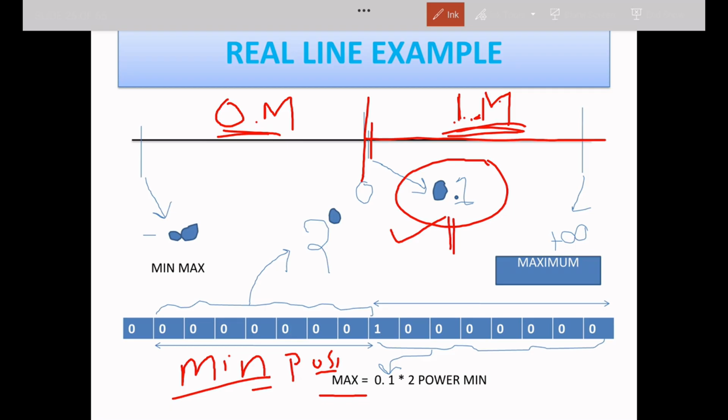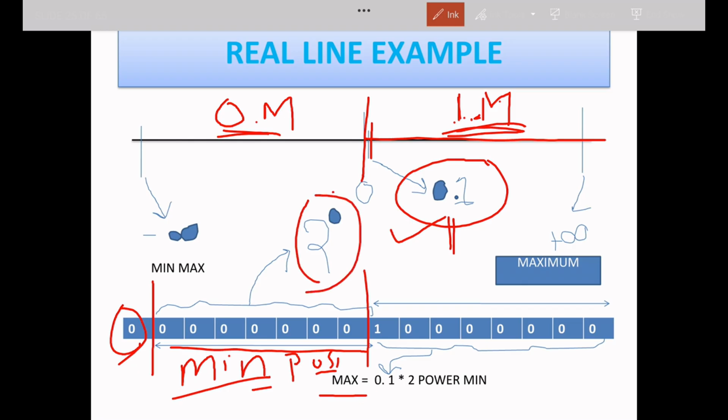So what is the meaning of this? I want a positive number, so I will write 0. I want a minimum, so I will write all 0 in the exponent, because I want a very small number. In the mantissa I am writing 1.0000, because after 0.1, you can write all 0s. I want a very small minimum. This is the minimum positive number they asked in the GATE exam. You have to remember.